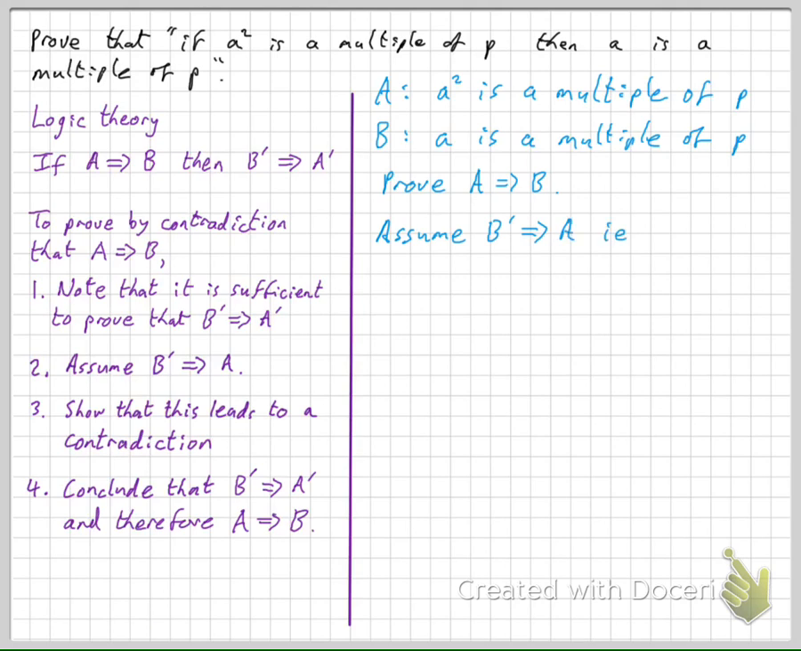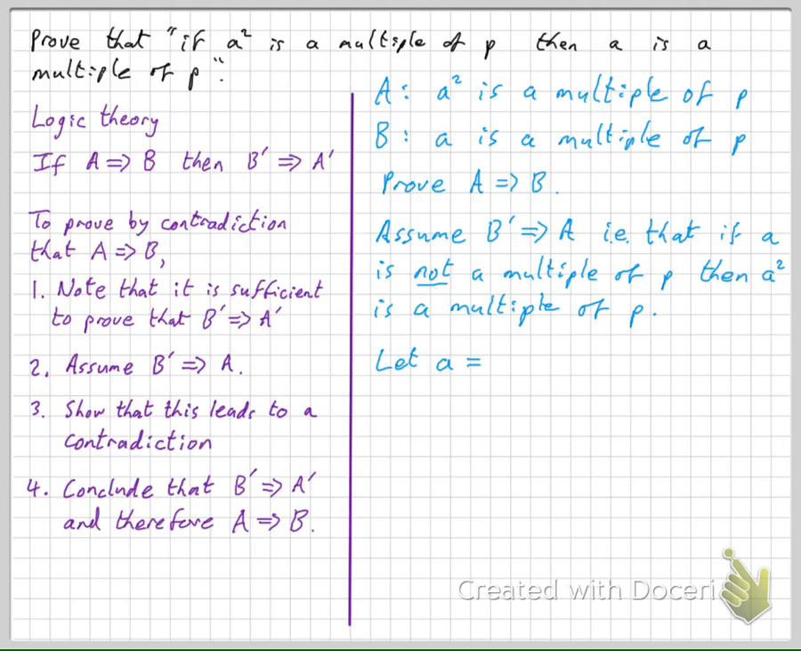Well, we're going to assume that B complement implies A, which is this step here, i.e., we want to show that if a is not a multiple of p, then a squared is a multiple of p. That's B complement implies A, written in context. Well, concentrate carefully here. We're going to let a be this number here, a little bit like the prime factor idea from the previous page. I'm just going to write this out then explain it.